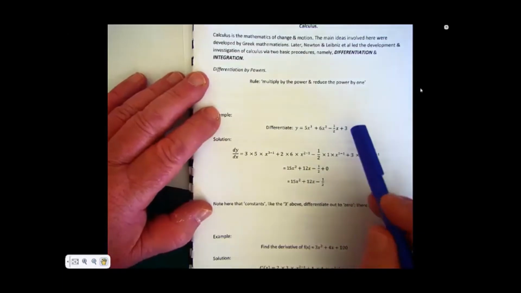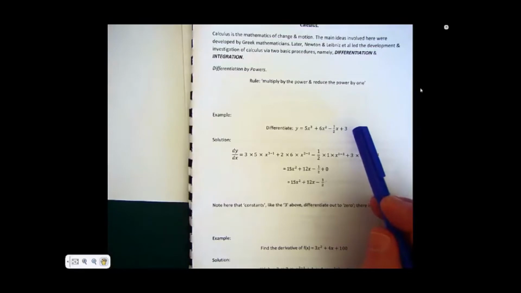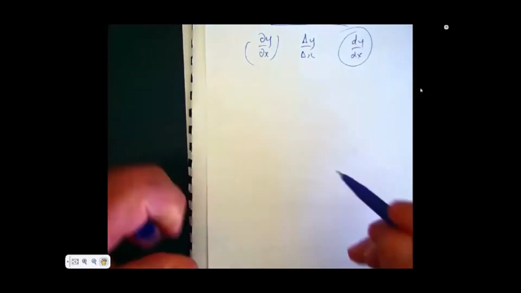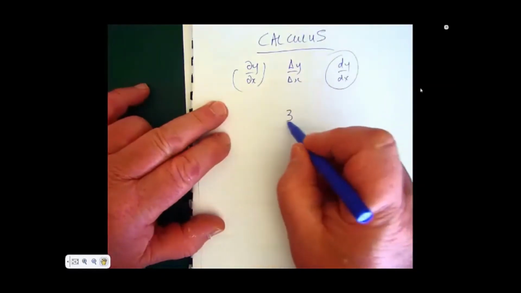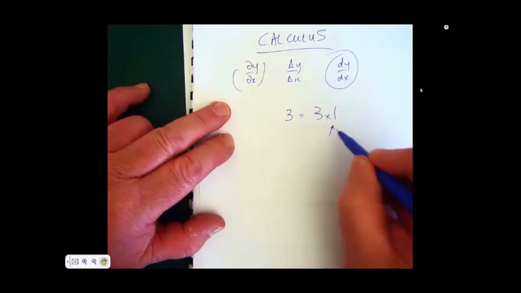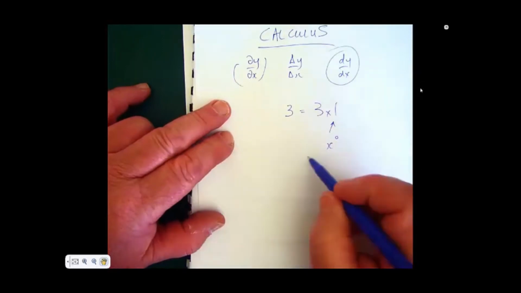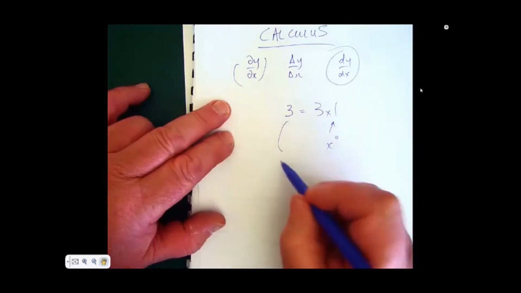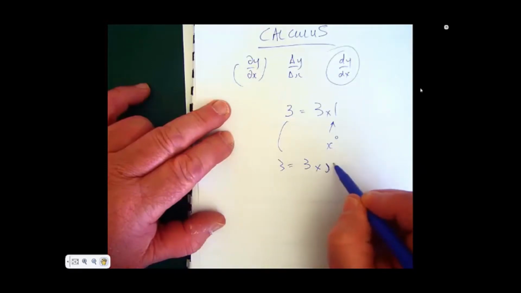Now the interesting thing here is that 3 is looked on as a constant. So that differentiates to nothing because there's no x term. However, for those of you that are a little bit more inquisitive, let's have a look at this. 3 equals 3 times 1. But the 1 can be represented by x to the 0. Anything to the power 0 is 1. So the 3 can be written as 3 times x to the 0.